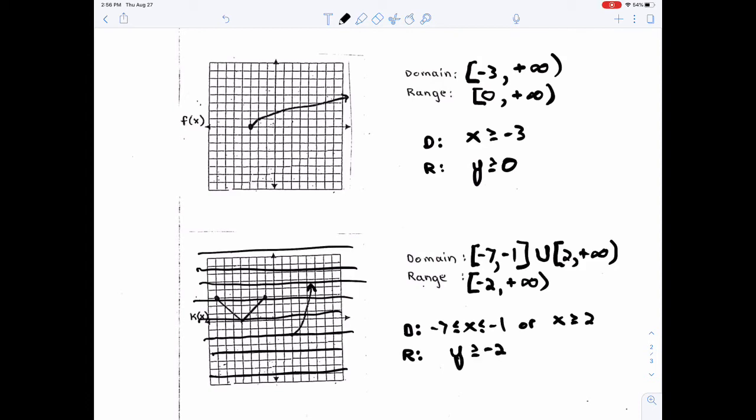That one's a little tougher. Again, I think if you take your pencil and move it actually across the graph, it makes it easier to see. Okay?